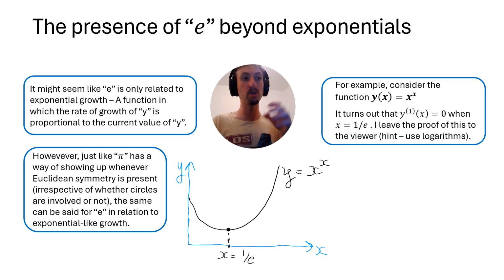Now, you can use A-level maths to work out that dy by dx is 0 when x equals 1 over e, but I'm not going to go through it here. I would heavily encourage you to have a go playing with y equals x to the x, and I would recommend using logarithms and see if you can play around with it and prove that when x is 1 over e, the first derivative of y is 0. It's a cool kind of function to differentiate. But maybe I've just done too many functions.